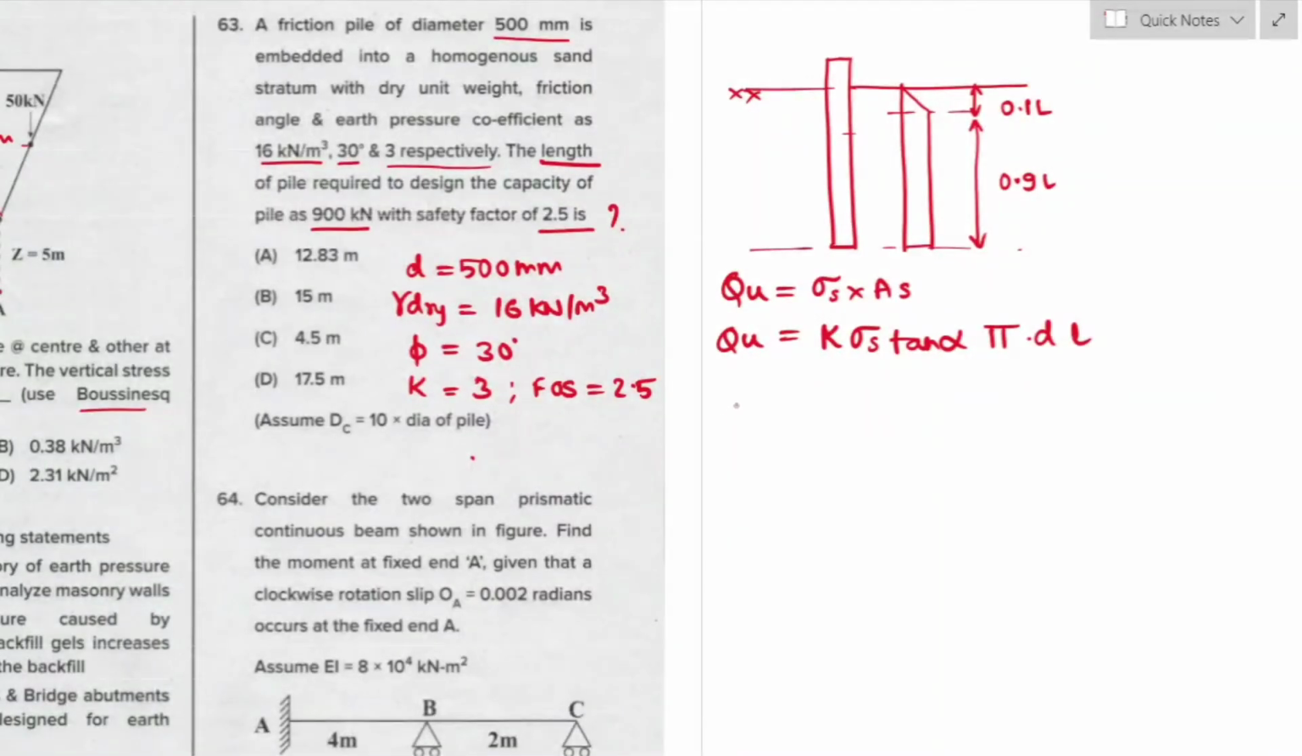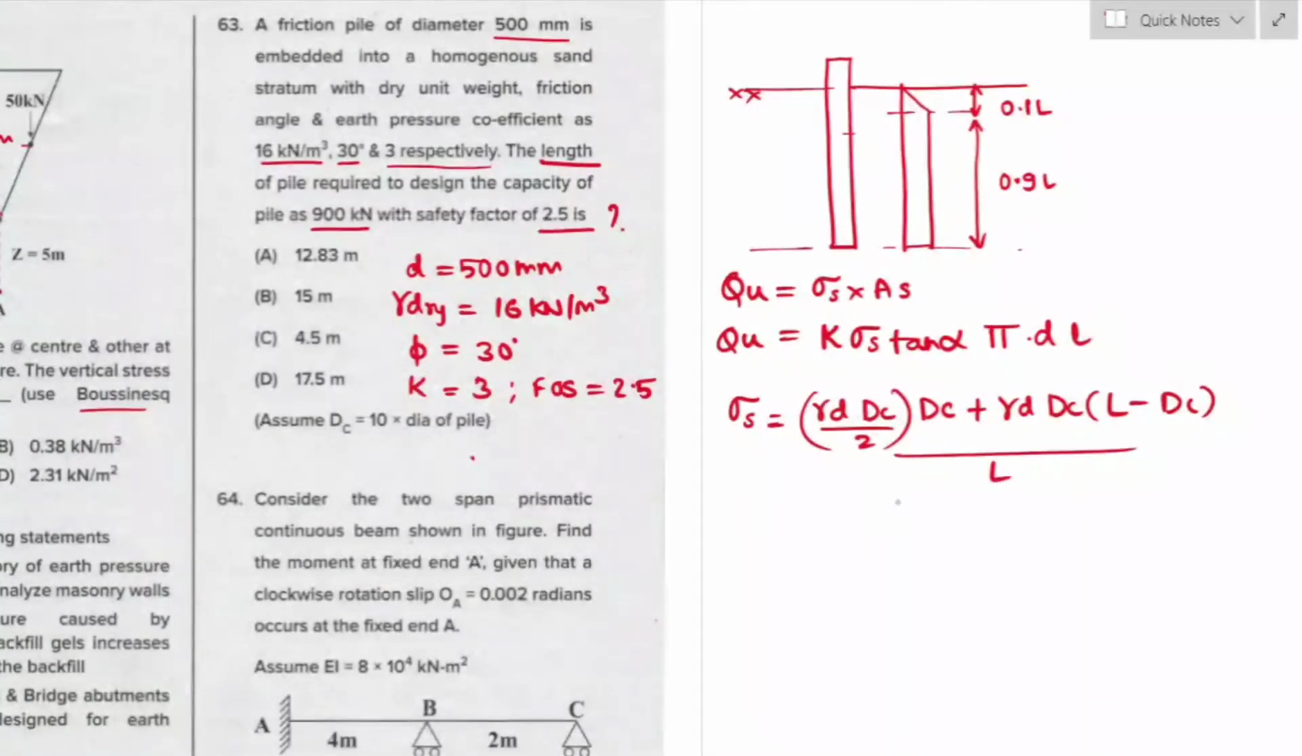where stress is given by the formula dry unit weight into critical depth divided by 2 into critical depth plus dry unit weight into critical depth into L minus critical depth divided by total length of the friction pile. Stress into length is equal to dry unit weight critical depth square divided by 2 plus dry unit weight critical depth L minus dc, that is critical depth.